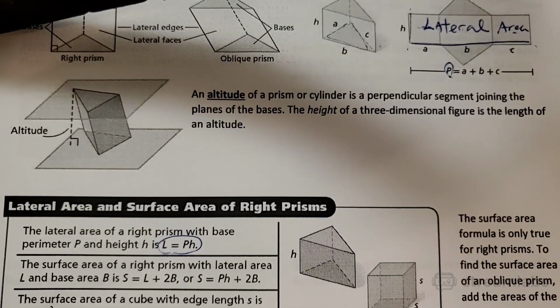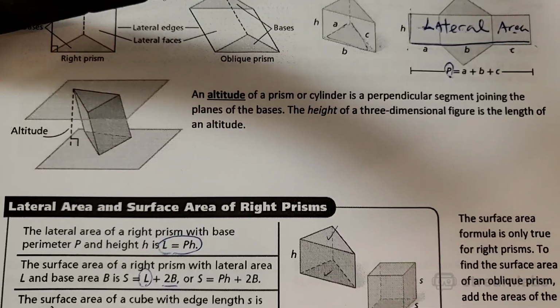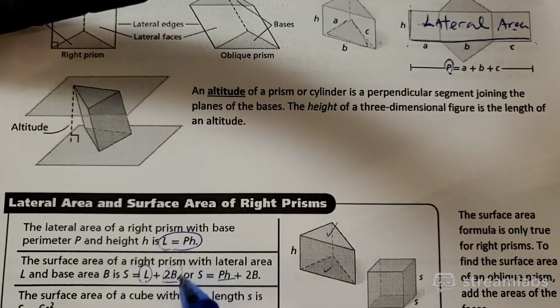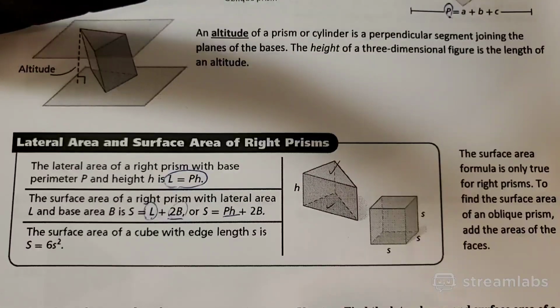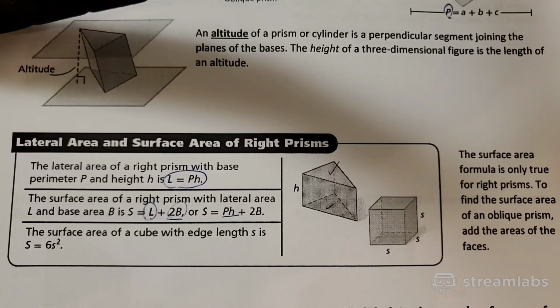Alright. Now to calculate this whole surface area, you would do lateral plus 2 bases, right? Because you have top base and you have bottom base. So lateral area is perimeter times height. And your 2 bases, just whatever base is, times 2. Obviously with the other one we had, the surface area of a cube, there's 6 faces of the same thing, so it's 6s squared.